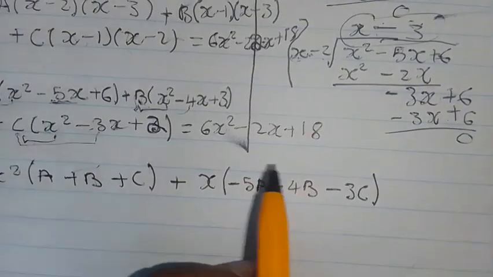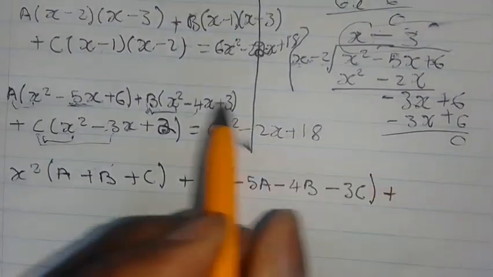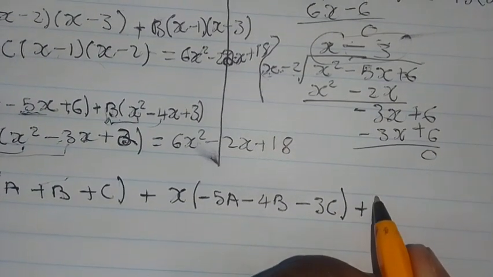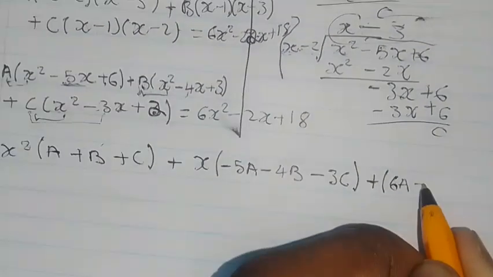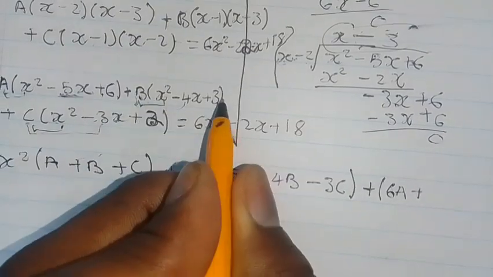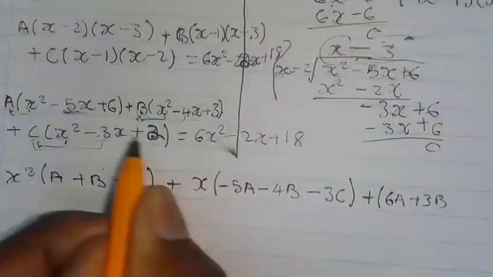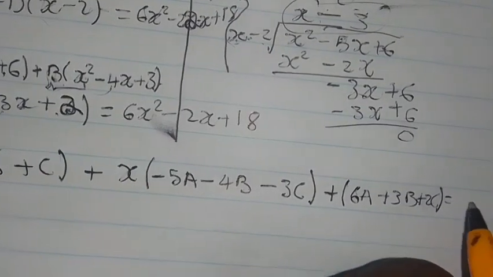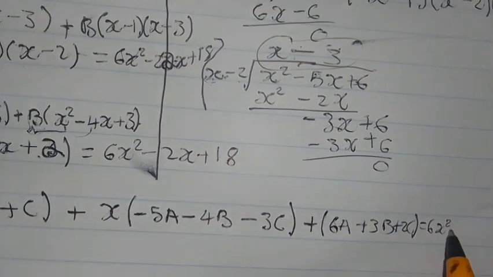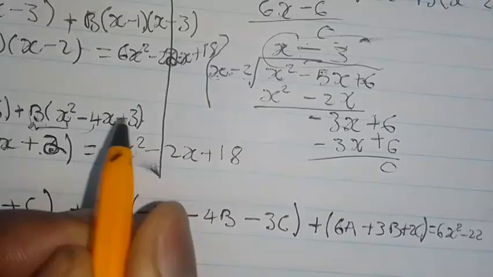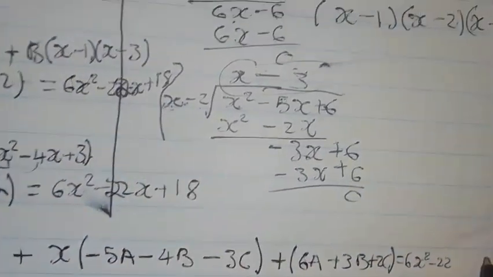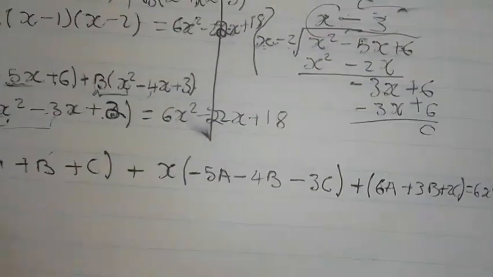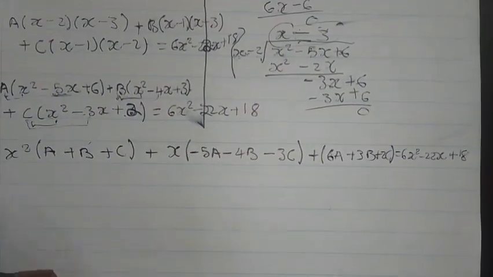And then here you realize that x will go with minus 3c. And then that means you are left with the constants. And the constants in this case, you'll have a by 6, which is just going to be 6a. And then here you'll have 3b. And for the last one, you'll have 2c. Then this will be the same as 6x squared minus 22x plus 18. Then from then we just want to solve for a, b, and c.